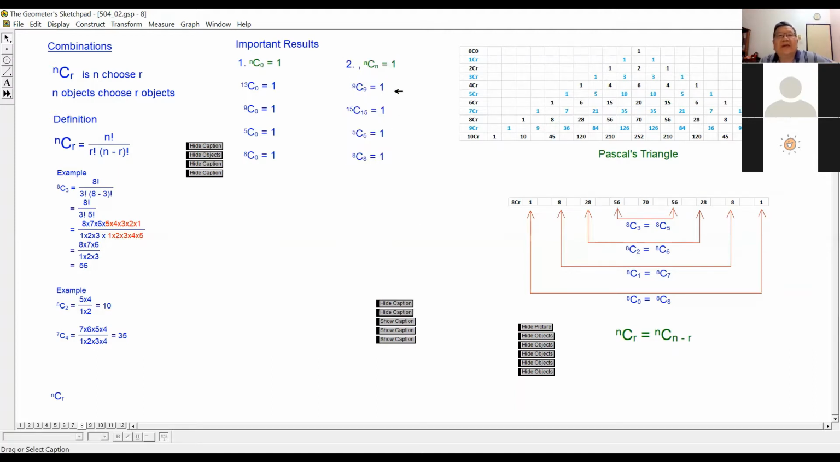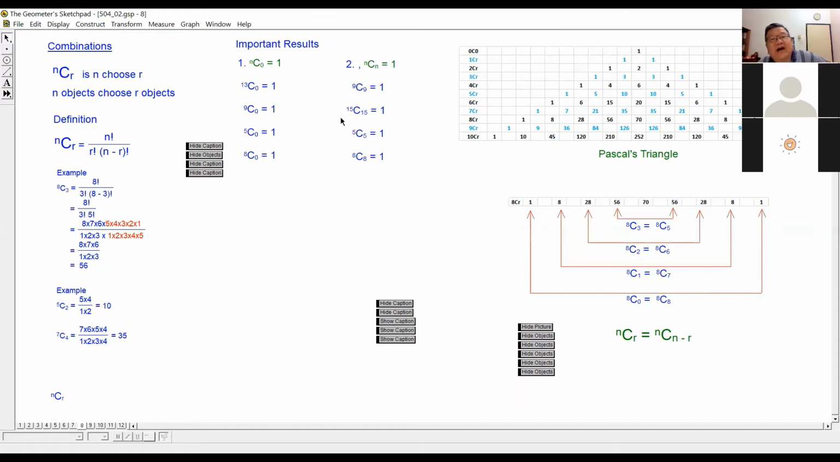Now the second important result, nCn is also 1. So 9 choose 9. You have no other choice. There are 9 objects, you take all the 9 objects. So there's only one way. Let's say if 9 objects, you take 8, you can leave behind 1, or you leave behind this one. So there are many ways. But if you choose all the 9 objects, there's only one way.